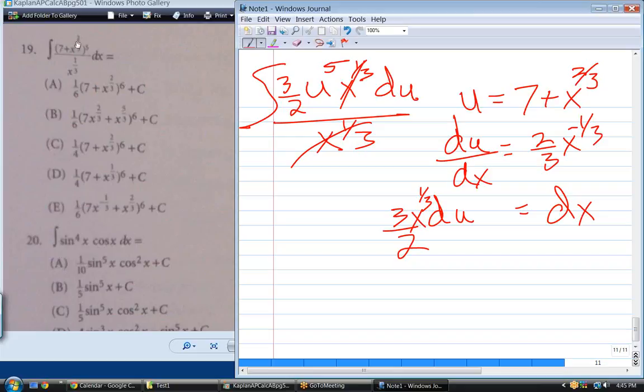Is the derivative of the inside in my numerator or denominator? And yes, it is. Perfect. Because the derivative of the inside is going to end up in the denominator. In other words, that x to the minus 1/3 that you get ends up down here, canceling out with the x to the 1/3. Right. And then you just go back to finish solving it. You go back and you substitute 7 plus x to the 2/3 for u after you've taken the integral of u to the fifth, and you get your answer.